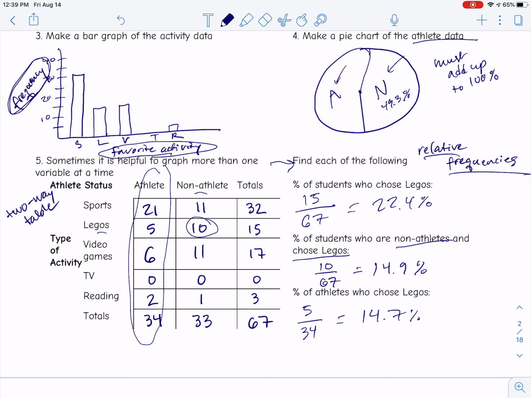So a bit of new vocab. This is what we call a marginal relative frequency. This is a joint relative frequency, and a conditional relative frequency.